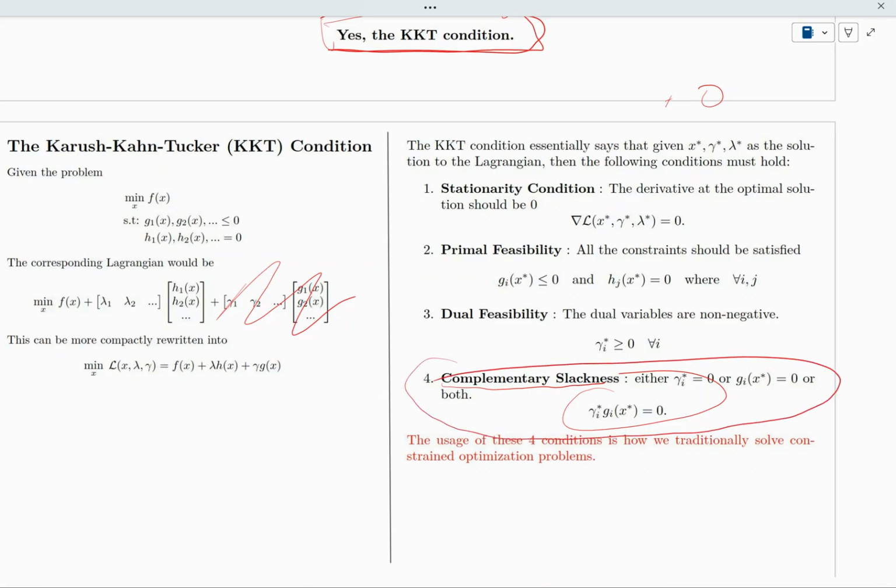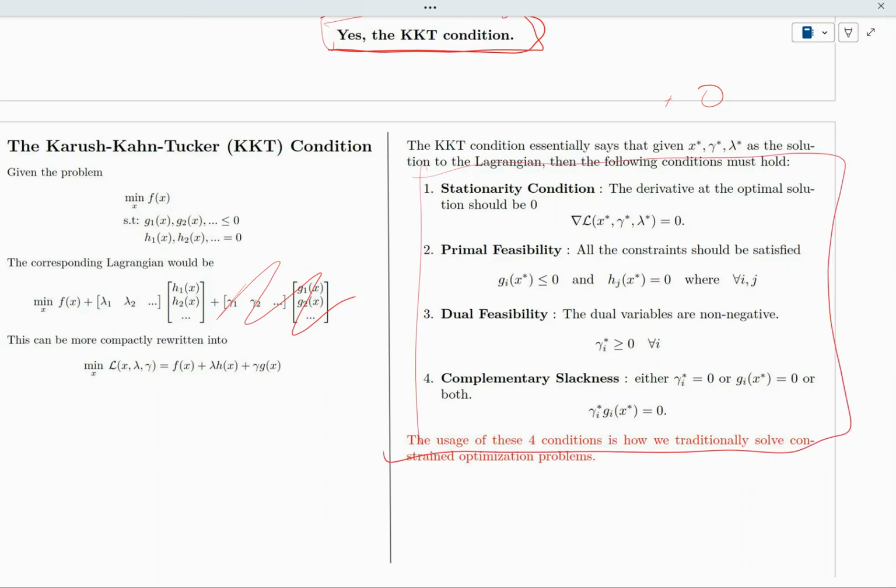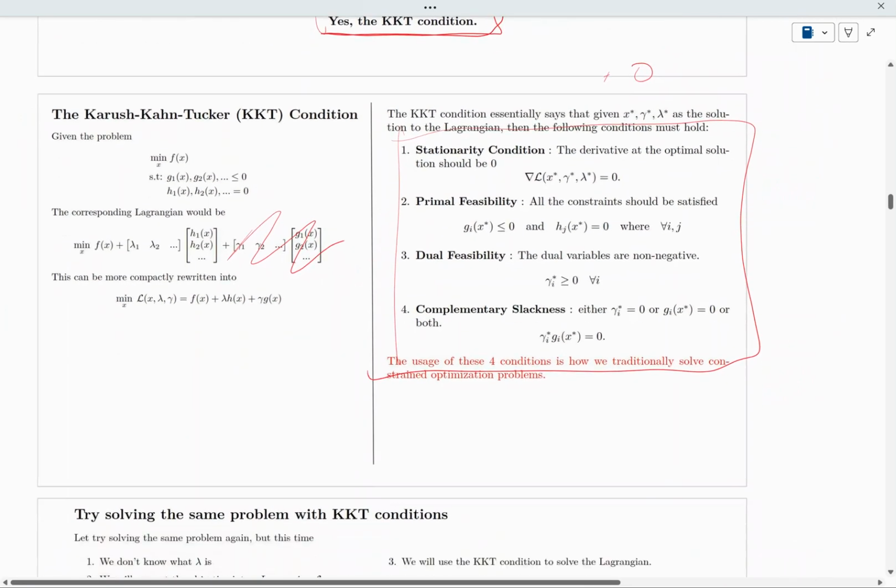So using these four conditions, it basically helps guide us towards the optimal solution. Now, at first glance, it might not be obvious how we can use these four conditions to guide us. But let's look at a quick example.